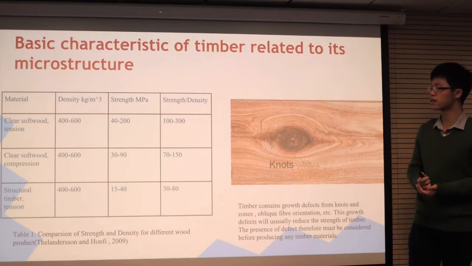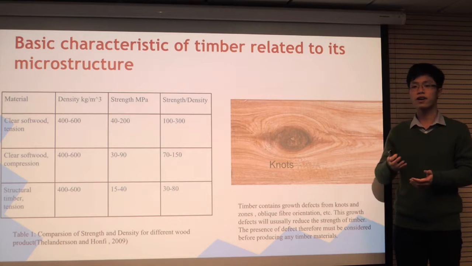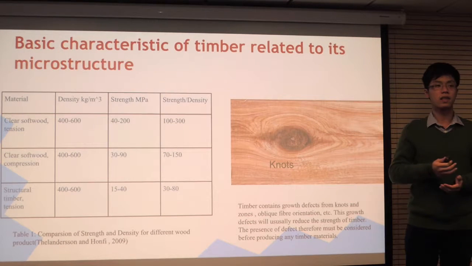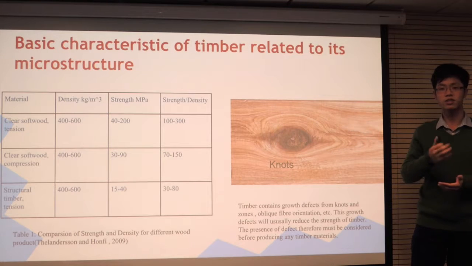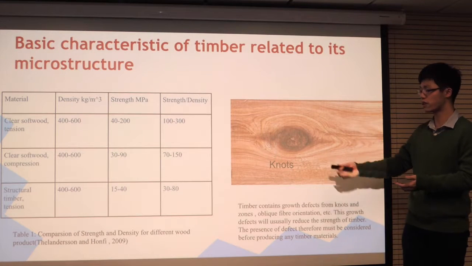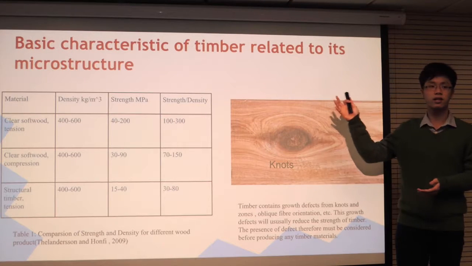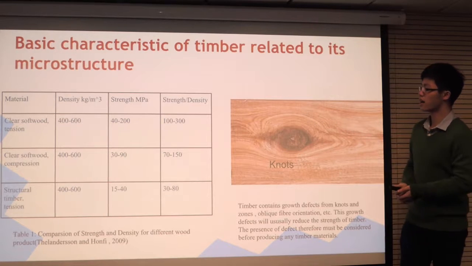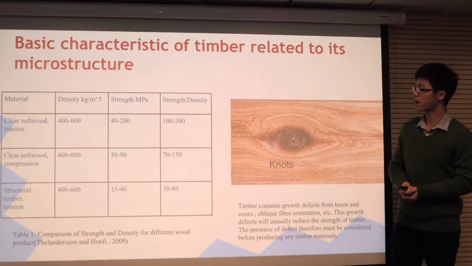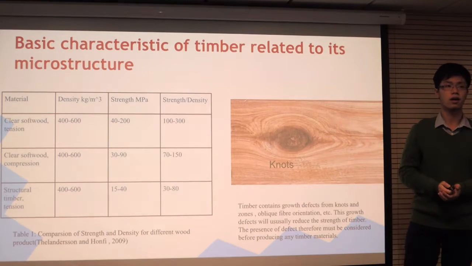And apart from that, the strength will also vary within different plant types, and also the tension strength of this timber. And here is a table comparing different timber materials and their tension strength. And you can see that the softwood actually has the highest strength among these three materials.